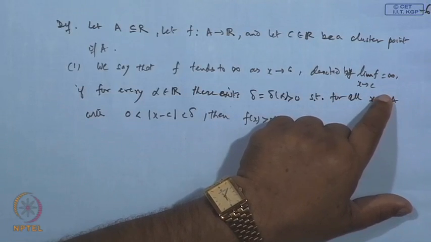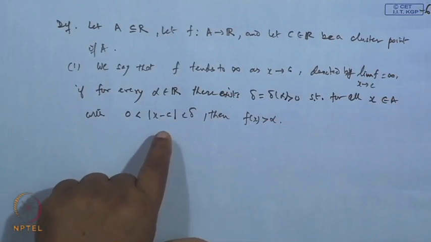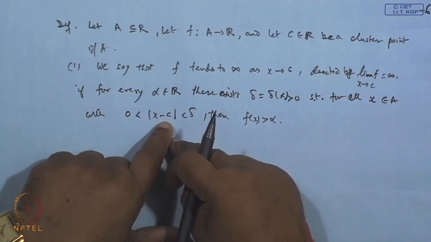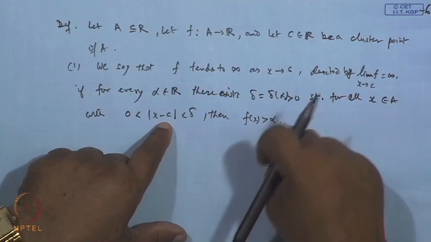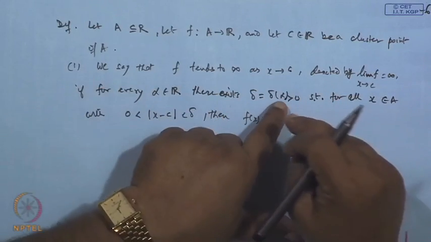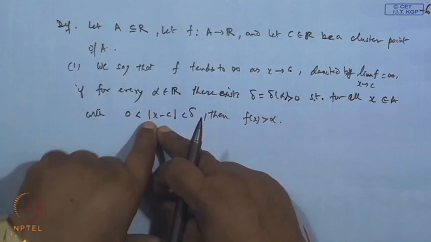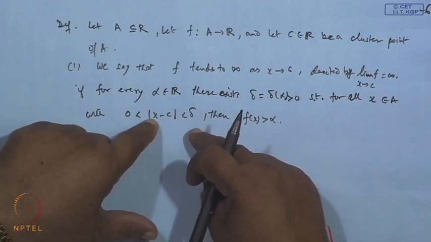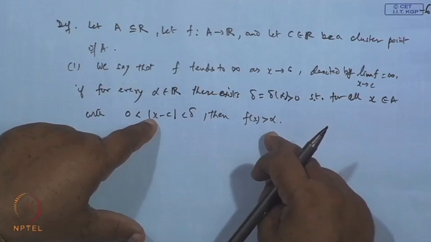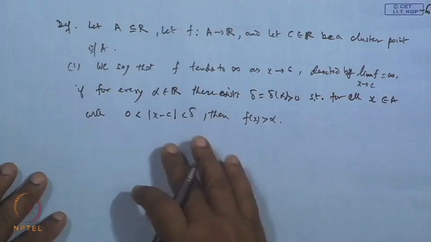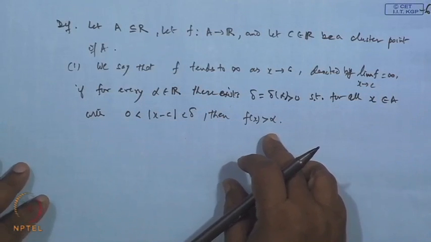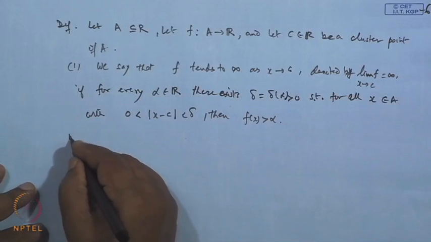This is equivalent to saying that if I choose a delta neighborhood of c, then the points in this delta neighborhood of c will exceed any given number alpha. Once you decide any alpha, you can identify a delta such that when you choose x in this delta neighborhood of c, the corresponding value of the function at this point will be greater than alpha. Clear? So that way we say the limit of the function f of x as x tends to c is infinity. Similarly, we define the limit to be minus infinity as follows.